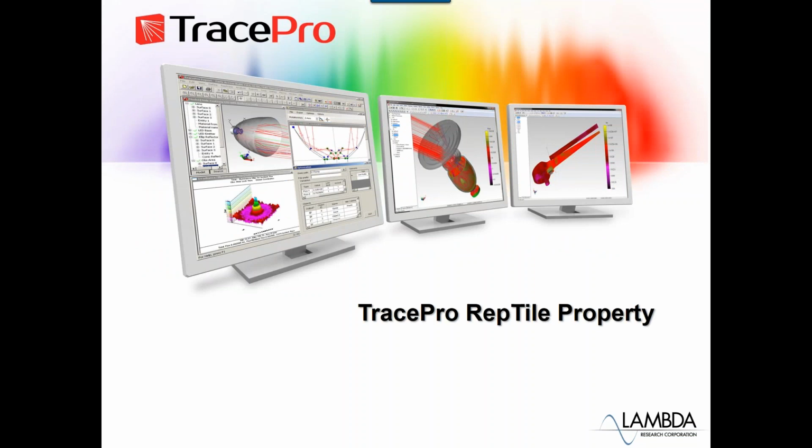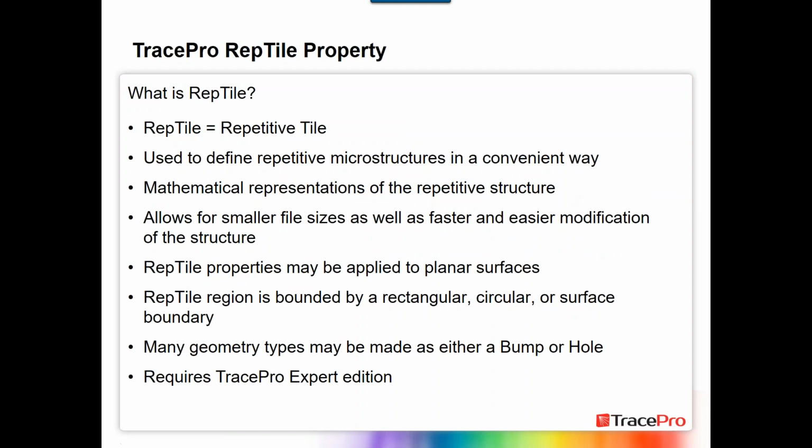So let's start off with talking about the TracePro RepTile property. First off, what is RepTile? Well, RepTile stands for repetitive tile, and it's used to define repetitive microstructures in a convenient way. For example, the light extracting features on the back of a backlight or a light guide. It's a mathematical representation of the repetitive structure. It allows for smaller file sizes as well as faster and easier modification of the structure.